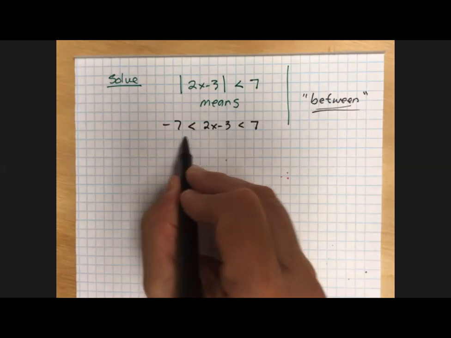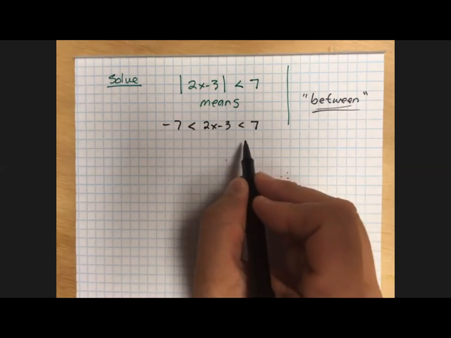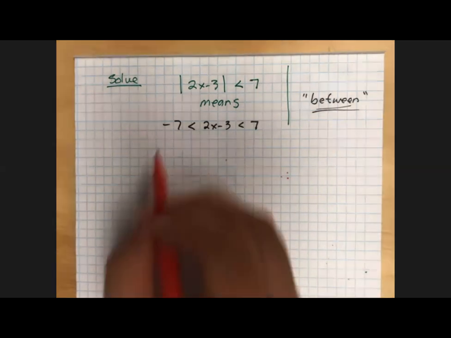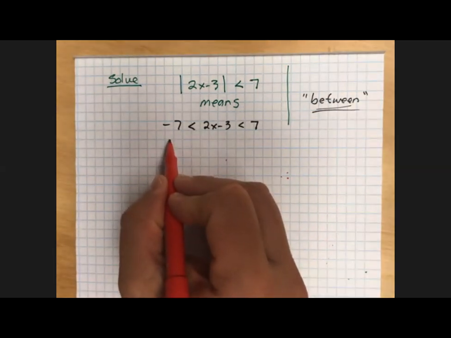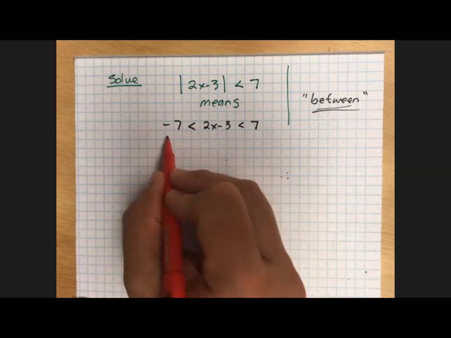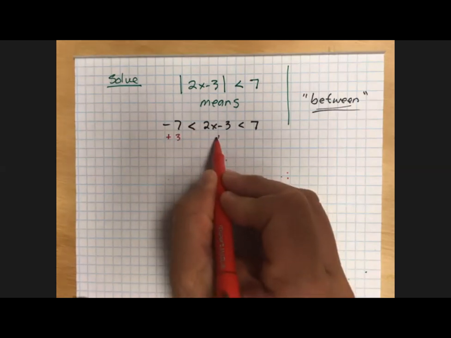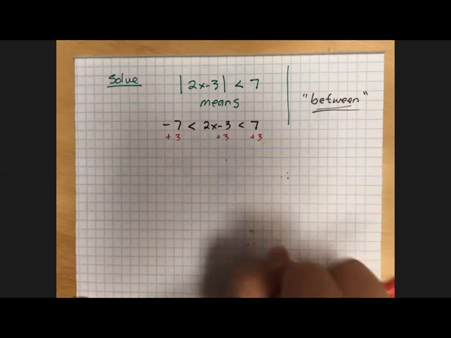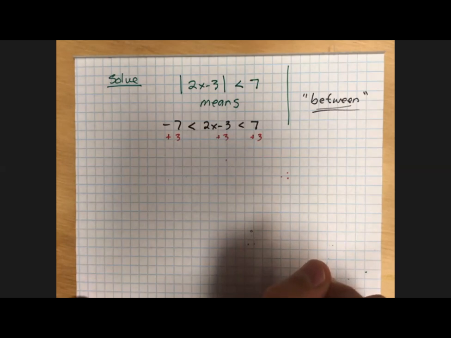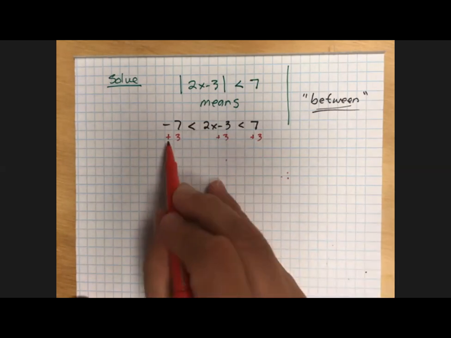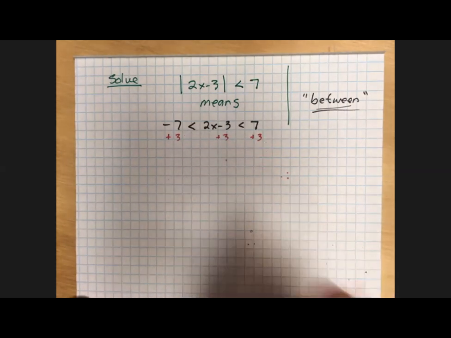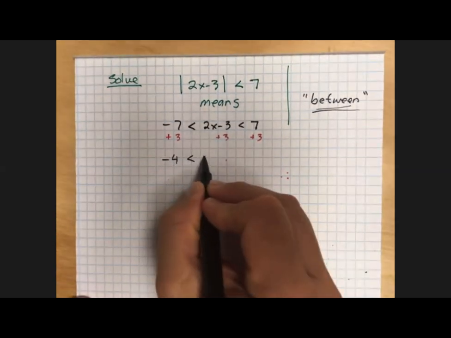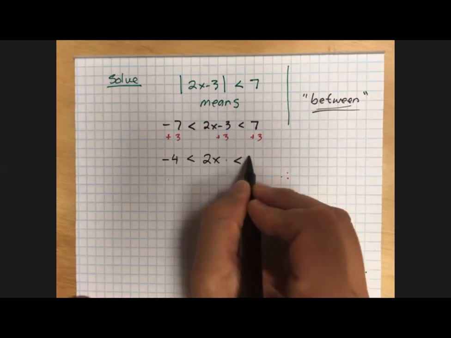Now we have to remember what we did last time, triple inequality, but we're doing well on time. I'm going to be fine as long as I do the triple golden rule. Add 3, add 3, add 3. Do the same thing to each piece. I don't want to say do the same thing to both sides, because there's not both sides. Do the same thing to each part. What do I got? -4, less than 2x, less than 4.